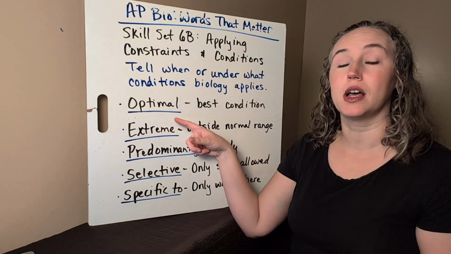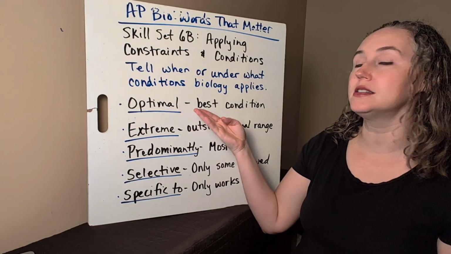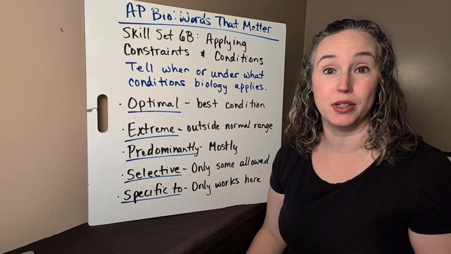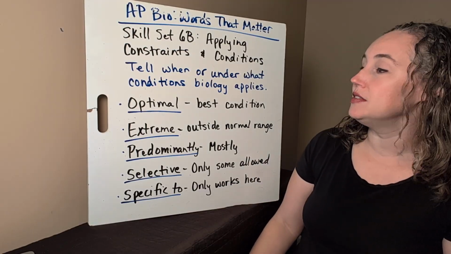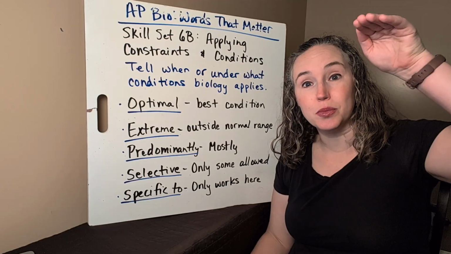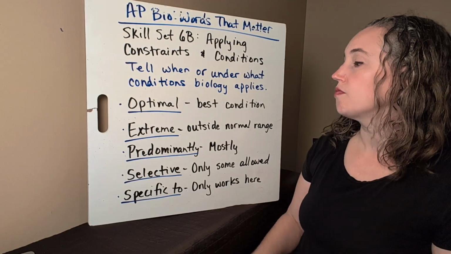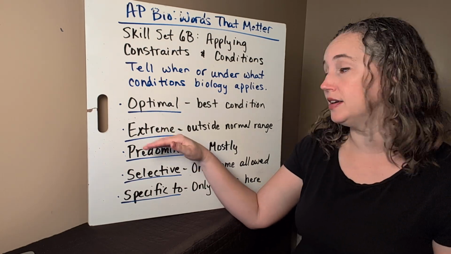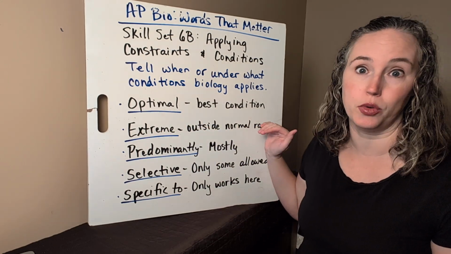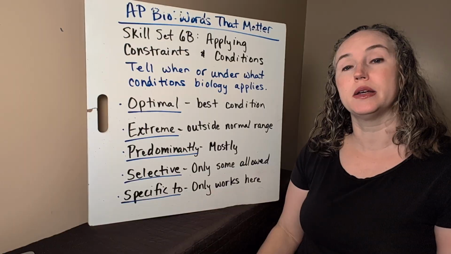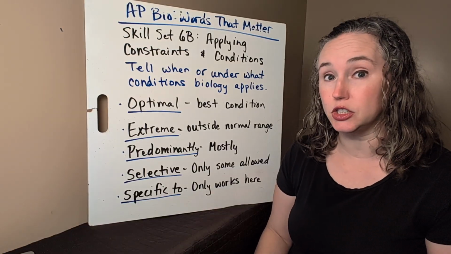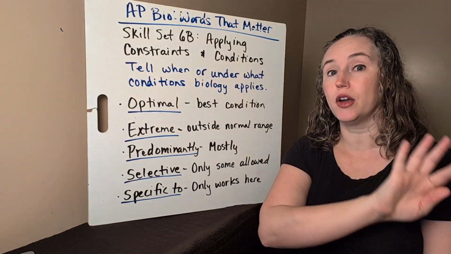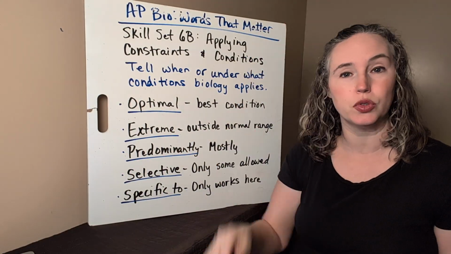When AP Bio says optimal, that means the best condition. An example of a time you might see this on the AP Bio exam would be enzyme activity is highest at an optimal temperature. The next word is extreme. When AP Bio says extreme, that means outside the normal range. An example could be extreme pH can denature enzymes, right? That means pH that's very high or very low, outside of the optimal range.